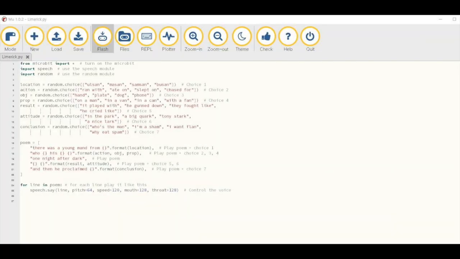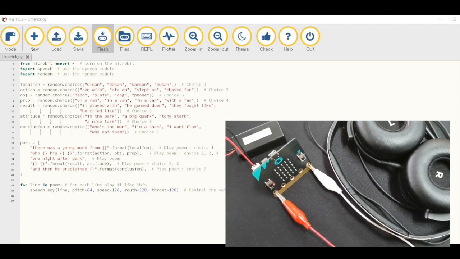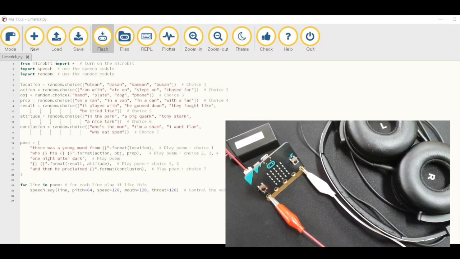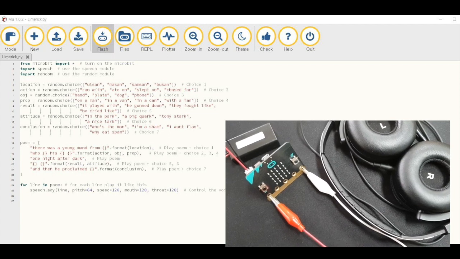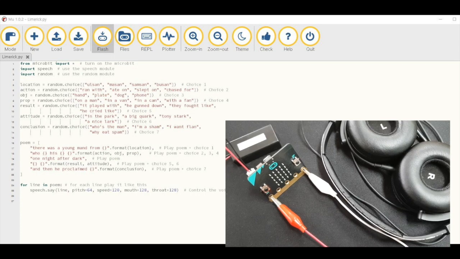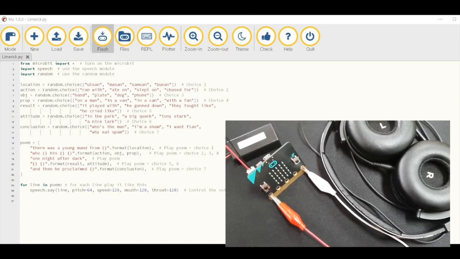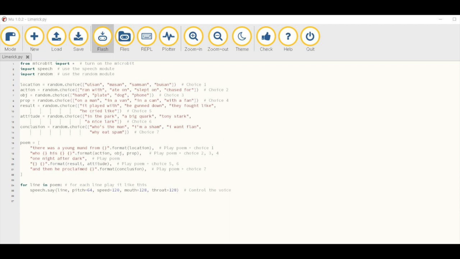The next example is a limerick that we made where students had to create their own poem. There was a young man from his head who ran with his hand in a can. One night after dark, he played with Tony's dark, and when he proclaimed, I want when.